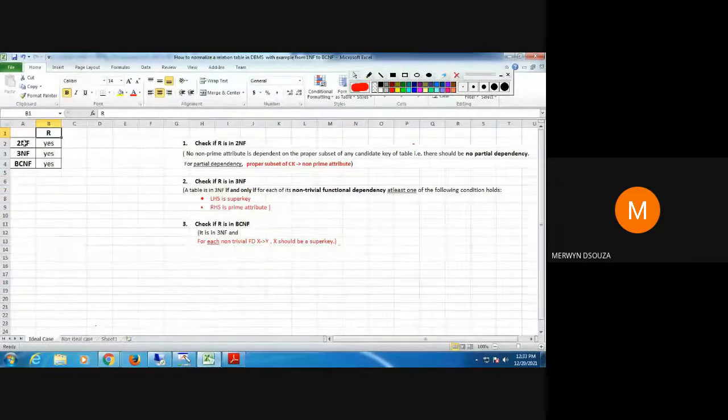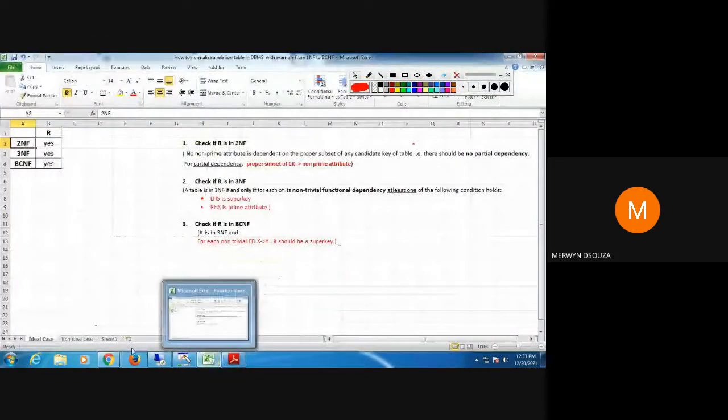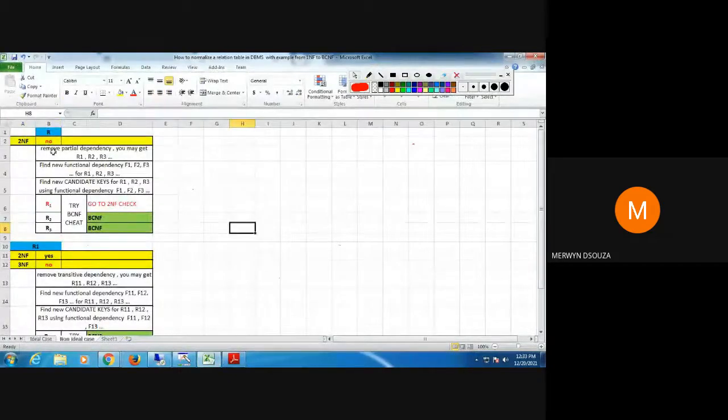I will check whether R1 is in second normal form. Why am I checking whether R1 is in second normal form? Because when I was checking whether R is in second normal form, I had found that there is a problem in R. Therefore I need to start R1 from second normal form. So you check whether R1 has partial dependency or not.